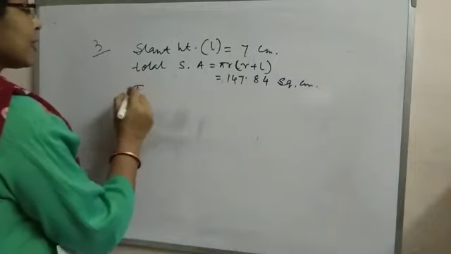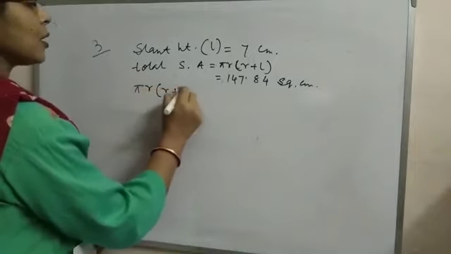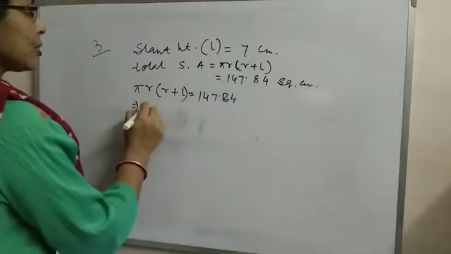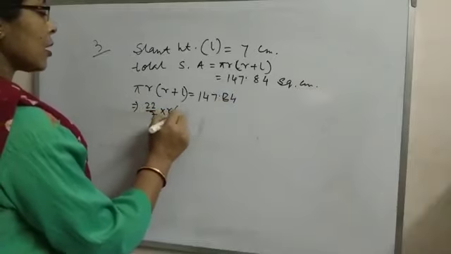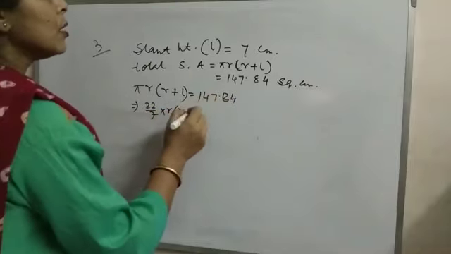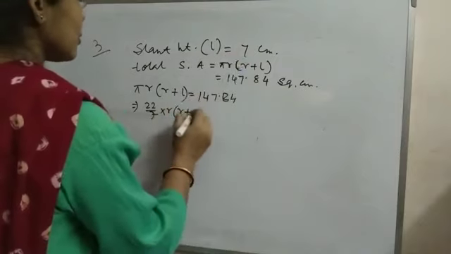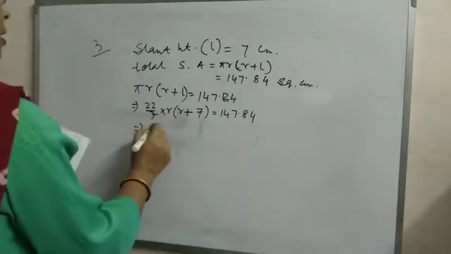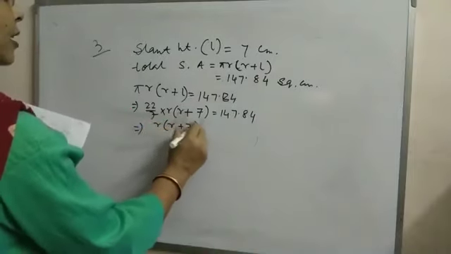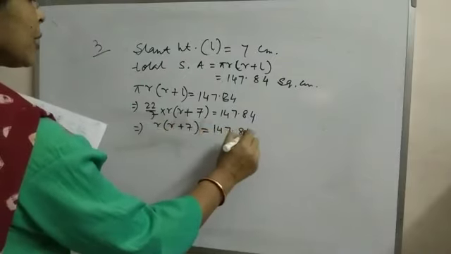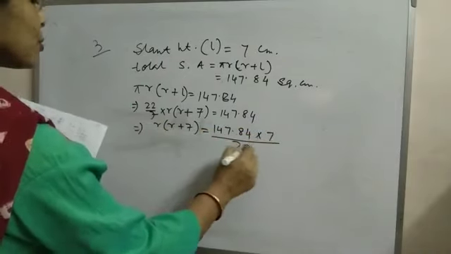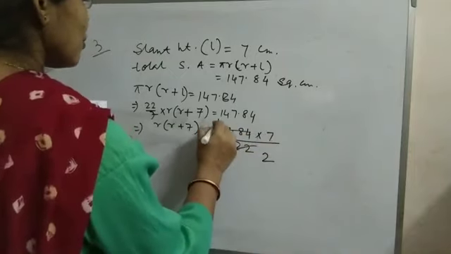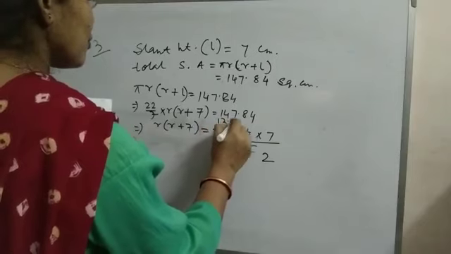so I can write pi r into r plus L equal to 147.84, that is 22 by 7 into r into r plus 7 equal to 147.84, that is r into r plus 7 equal to 147.84 into 7 by 22, that is 3.44.